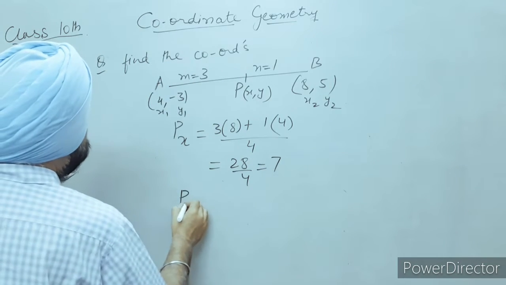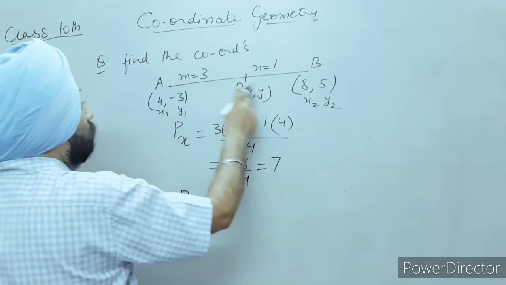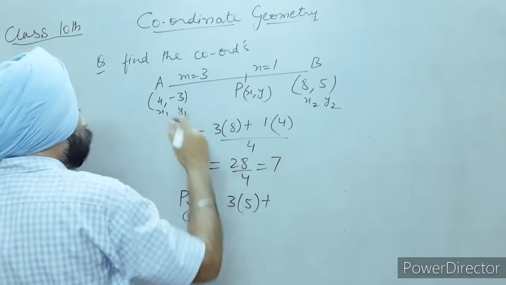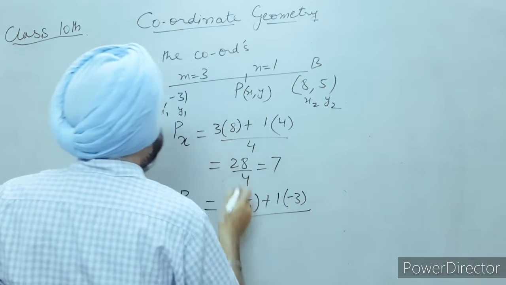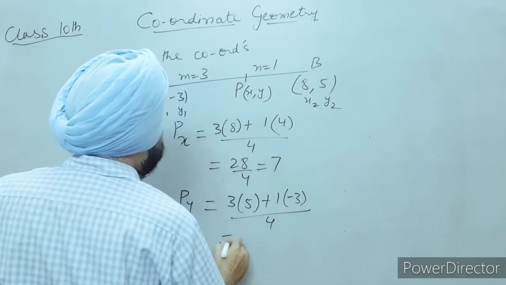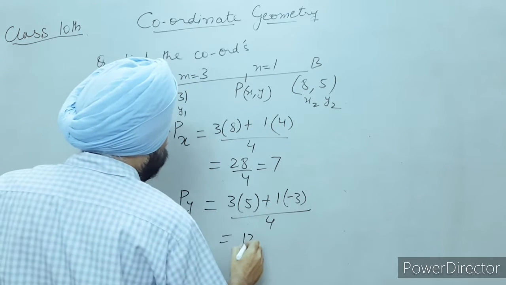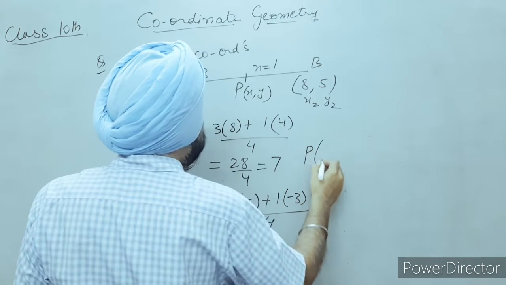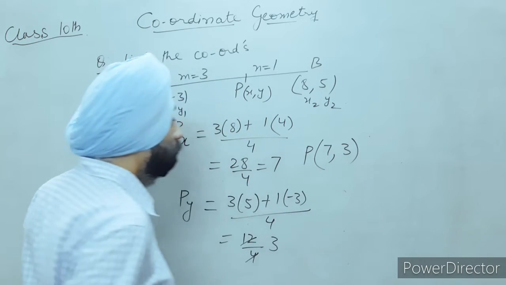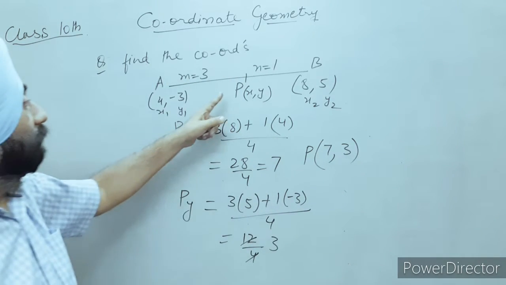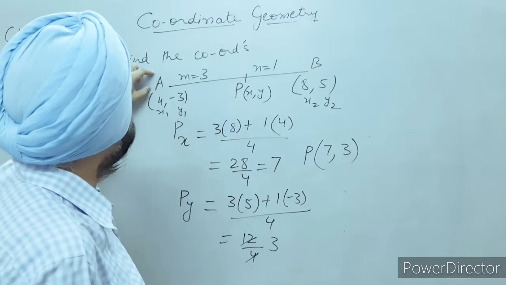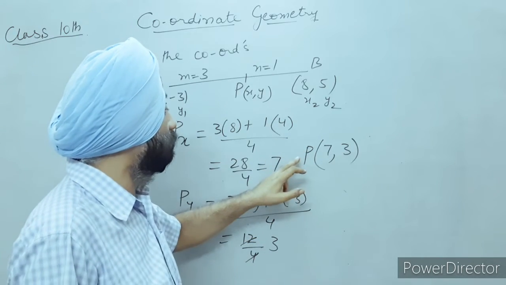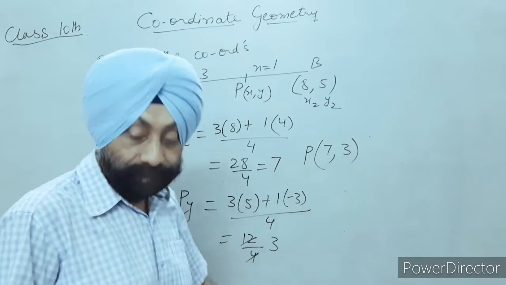Now P of y is m into y2, 3 into 5, plus 1 into minus 3, divided by 3 plus 1, that is 4. 15 minus 3 is 12, and 12 divided by 4 is 3. Therefore, I get the point P as (7, 3). This is the point P which divides the join of A and B in the ratio 3:1. The final answer is point P is (7, 3).